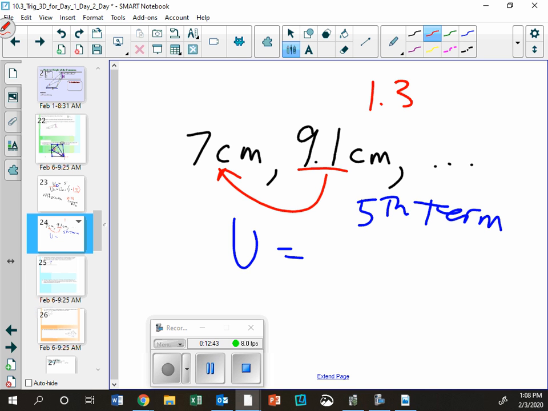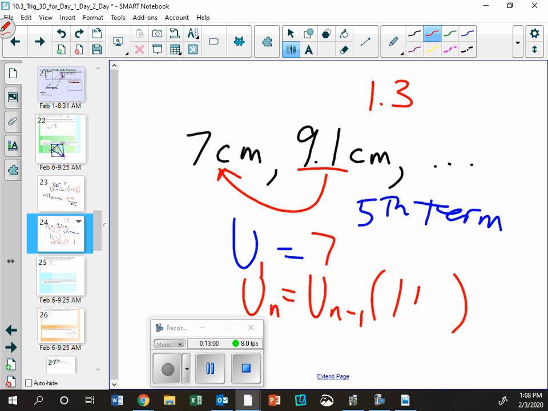1.3. Is that the growth rate or the common ratio? That's the common ratio. So if you were going to put it into one of these equations, you'd start with u sub 1 is 7, and u sub n equals u sub n minus 1, and this should be 1 plus 0.3. Notice I broke it in 2 parts. Why did I do that? Because I know where you're headed with this.